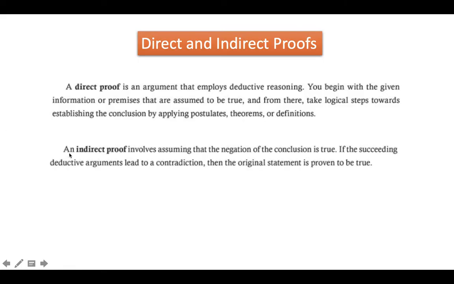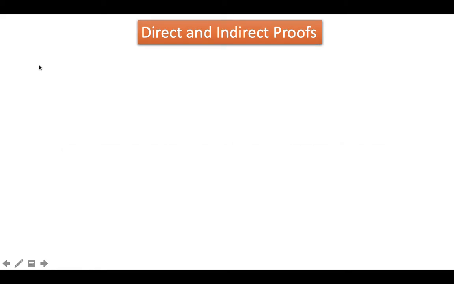While an indirect proof involves assuming that the negation of the conclusion is true. If the succeeding deductive arguments lead to a contradiction, then the original statement is proven to be true. Otherwise, it is false.